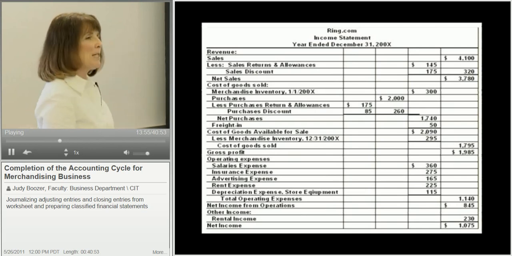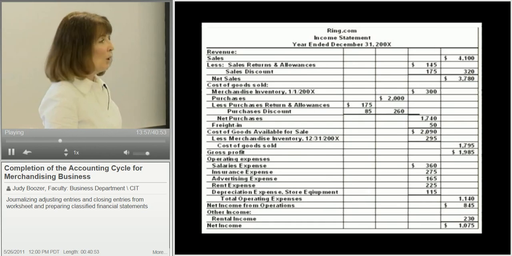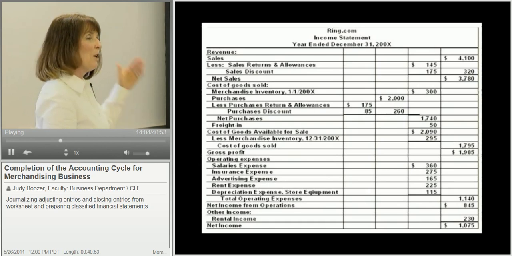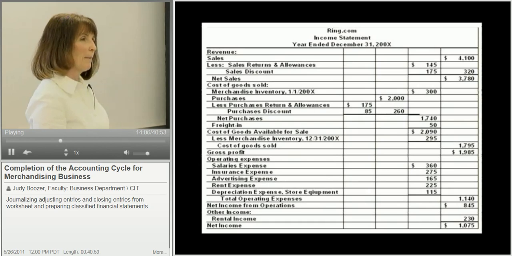Will you always have freight in? No. Just like you will not always have purchases discount or purchases return and allowance. So if they don't have them, you don't have to include them. But if they do, this is the order they're put.